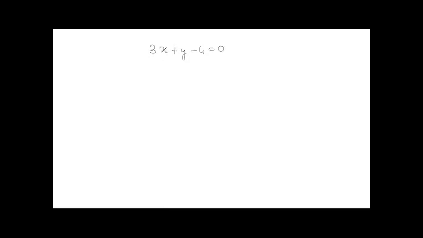How will you draw? Do you know how to draw? Ma'am, first we have to find the coordinates. How to find the coordinates? Ma'am, we have to take that -4 to the RHS. We get 3x plus y is equal to 4, ma'am.